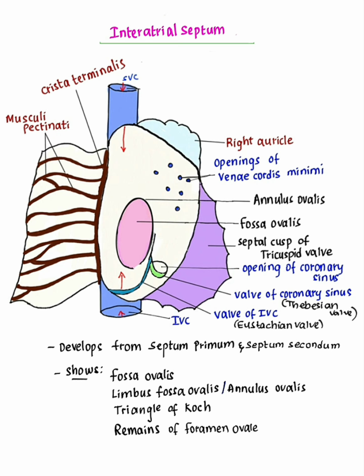Fossa ovalis is a shallow saucer-shaped depression present in the lower part. It represents the site of the embryonic septum primum. Limbus fossa ovalis or annulus ovalis is the prominent margin of fossa ovalis. It is distinct above and at the sides of fossa ovalis, but it is deficient inferiorly. Its anterior edge is continuous with the left end of the valve of the inferior vena cava. It represents the lower free edge of septum secundum.